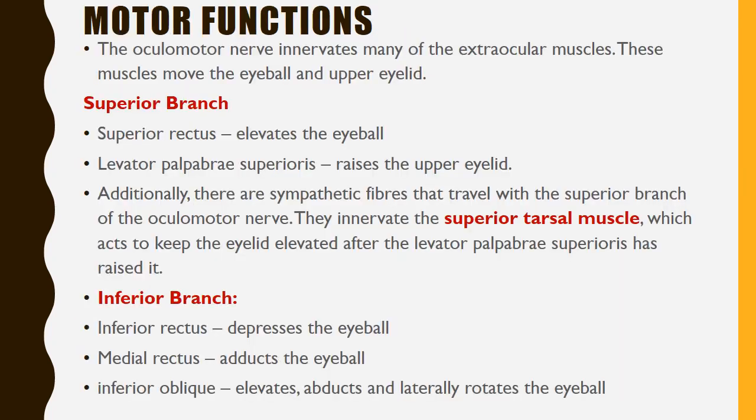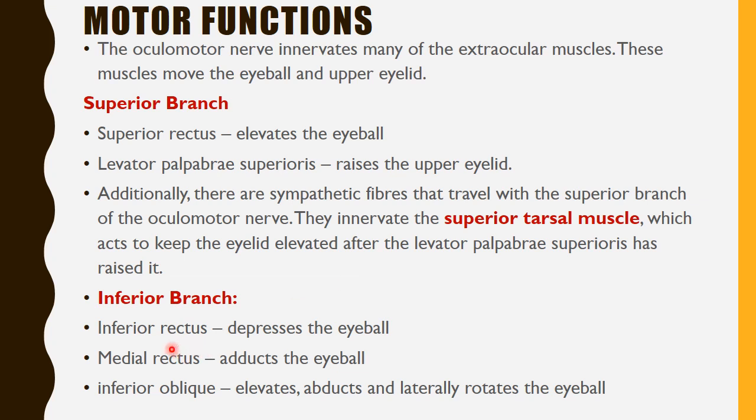The motor supply, or the general somatic efferent fibers of the extraocular muscles, supply the muscles for the movement of the eyeball and the upper eyelid. The superior branch, which supplies the superior rectus, elevates the eyeball. The levator palpebrae superioris raises the upper eyelid. Additionally, the sympathetic fibers, which we have discussed, travel with the superior branch of the oculomotor nerve.